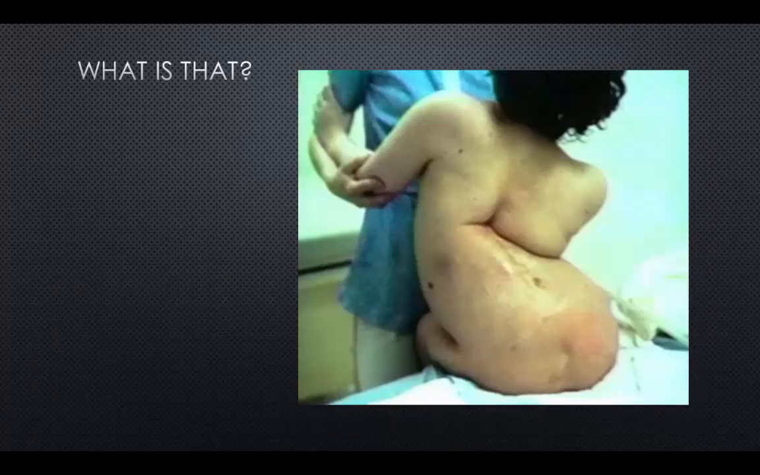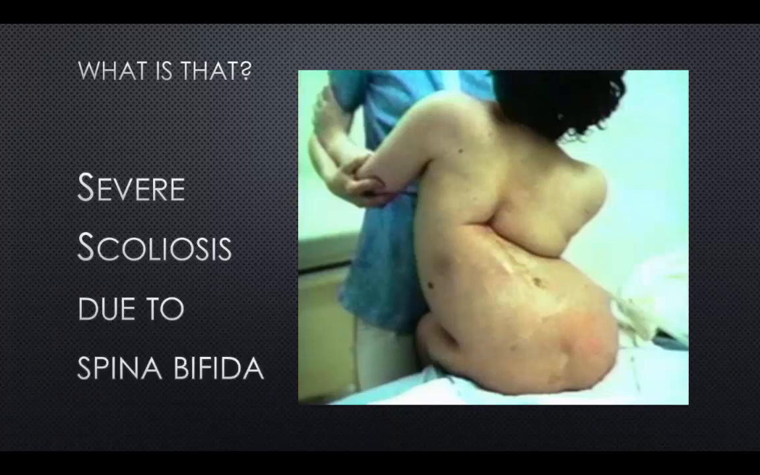Looking at this photo, what condition does this woman have? She has severe scoliosis due to spina bifida. There are different types of scoliosis. Degenerative scoliosis is associated with arthritis and degeneration of the spine. It typically gets worse as you age.